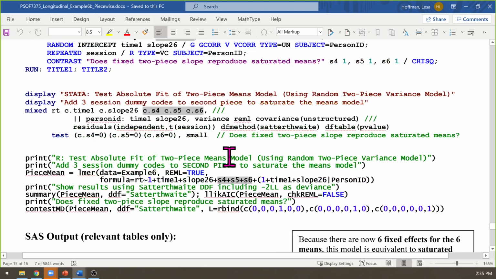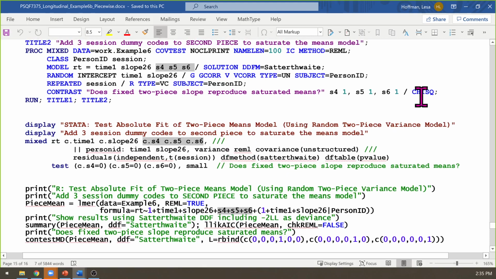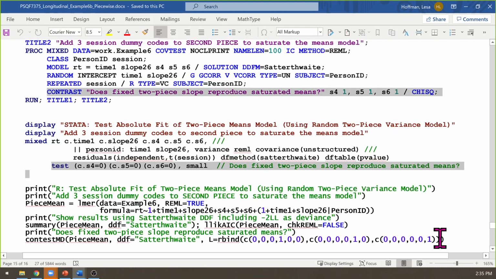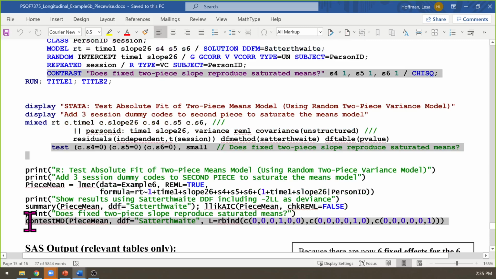So in order to test those new components, I need to ask each program to lump them together and give me a joint hypothesis test, what I would call a multivariate Wald test, but we're using an F instead of a chi-square. So that's what contrast does in SAS, test does in Stata, and contestMD does in R.